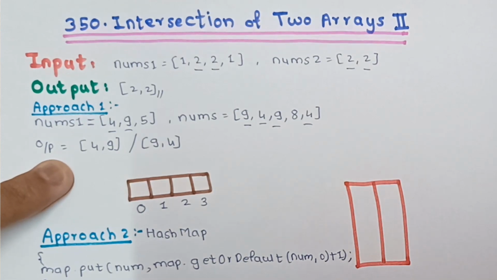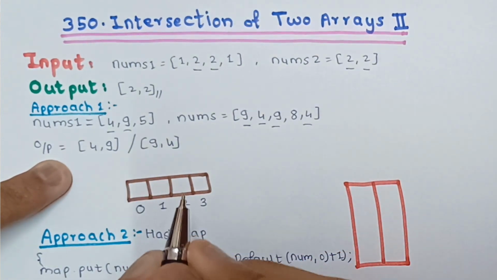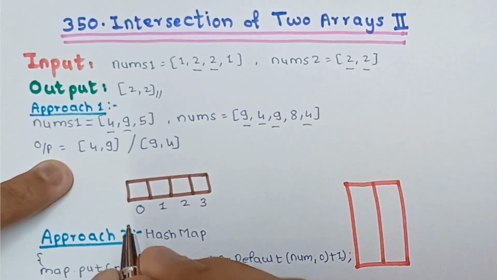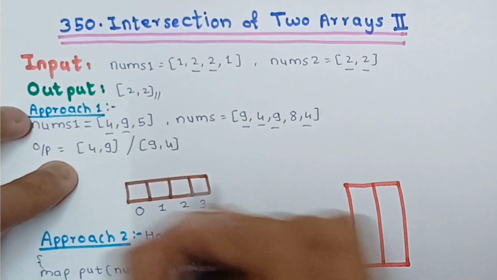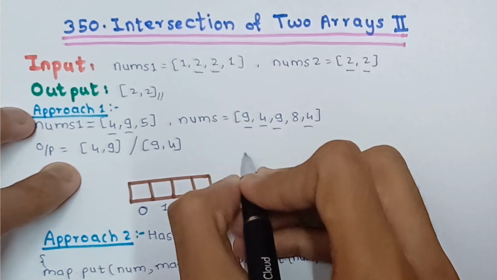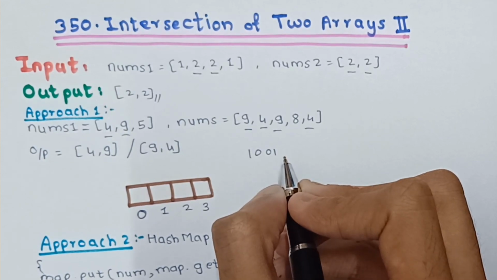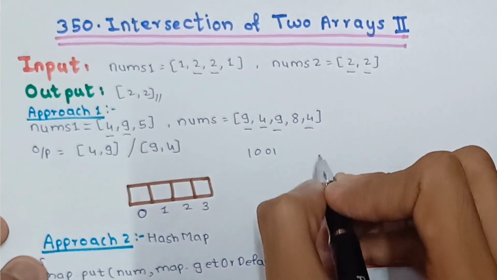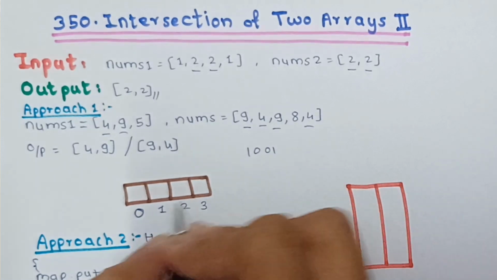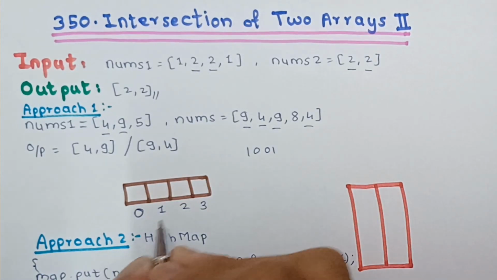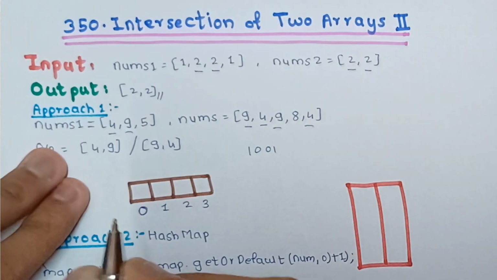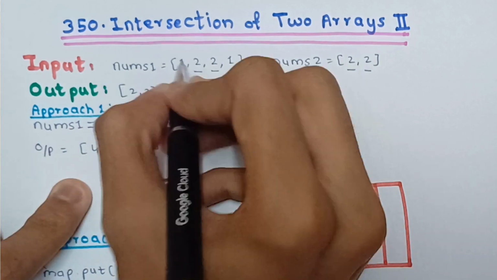So let's understand the first approach. The first approach is a very simple approach, the brute force approach. What we will do is create one array of size 1001, because there is a given condition that the maximum value can be 1000. There we will store the frequencies. First we will traverse through the nums1 array. I will take this one as an example.